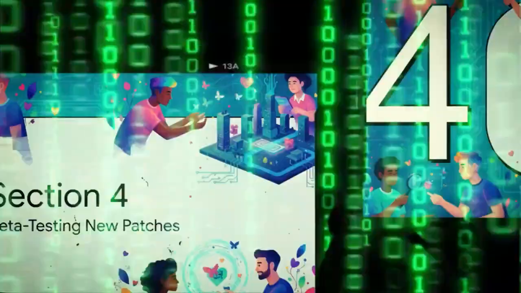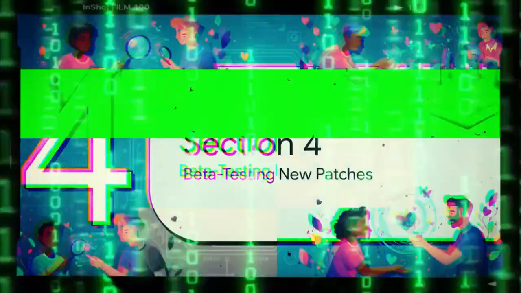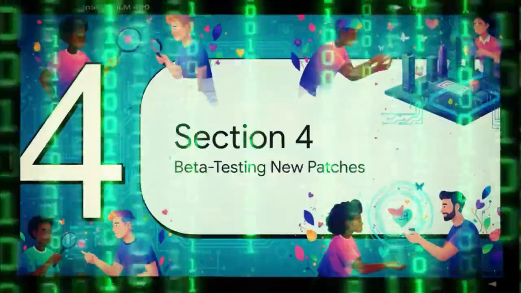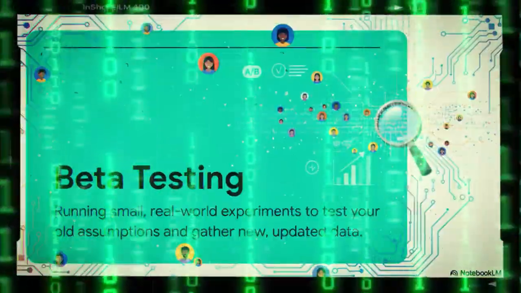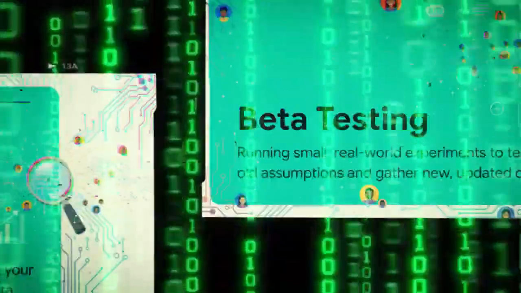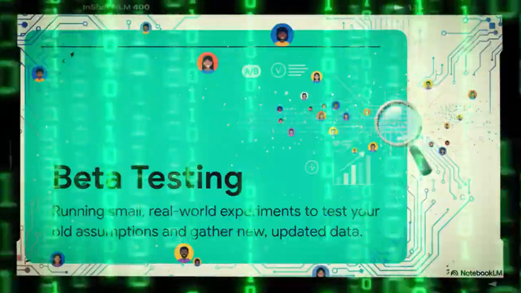Okay, so you found a bug, you fact-checked it. Now what? Now it's time to take what you've learned from the lab and test it out in the real world. This is where all that analysis turns into real, meaningful action. And we call this beta testing. It's really just about running small, manageable experiments out in the real world to challenge your old assumptions. And most importantly, you're gathering new, updated data for your system.